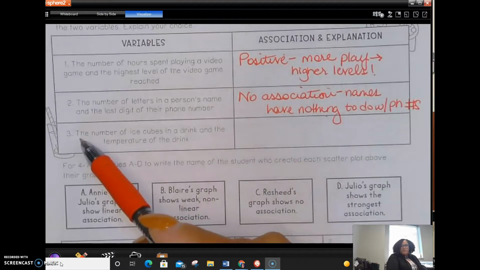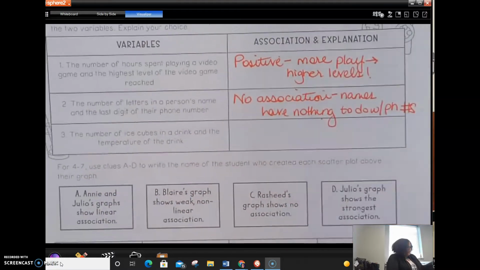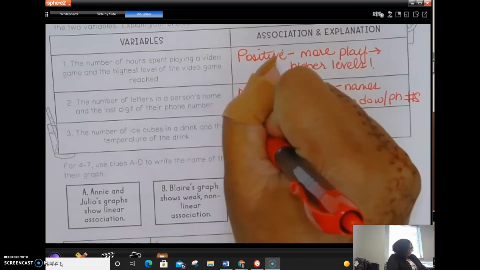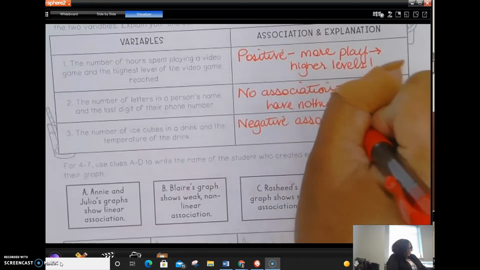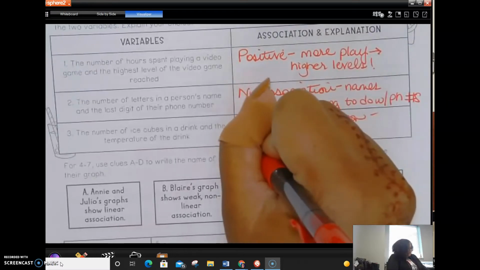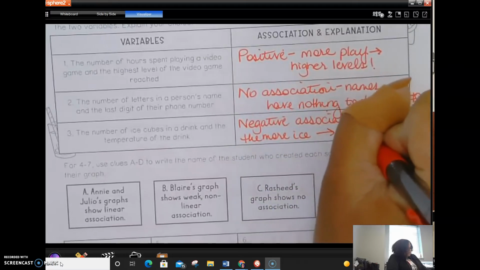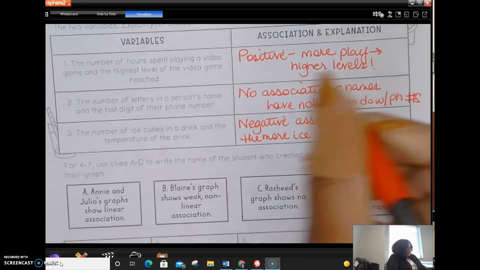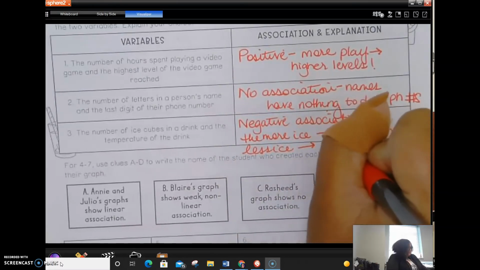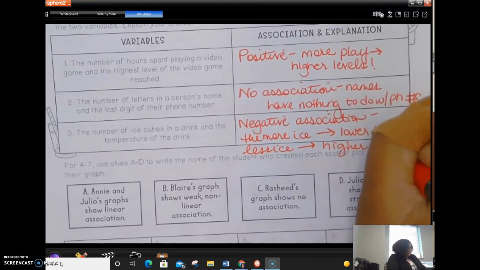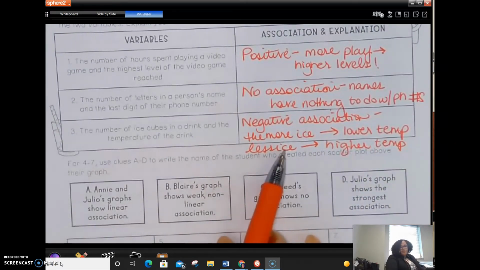My bad. Okay, so number 3, it says the number of ice cubes in a drink and the temperature of the drink. This is a negative association. And this can go 2 ways. The more ice will result in a lower temperature of your drink. And less ice will result in a higher temperature because your drink will get warmer. Okay? That says less ice. Well, 2 words. That looks like 1.